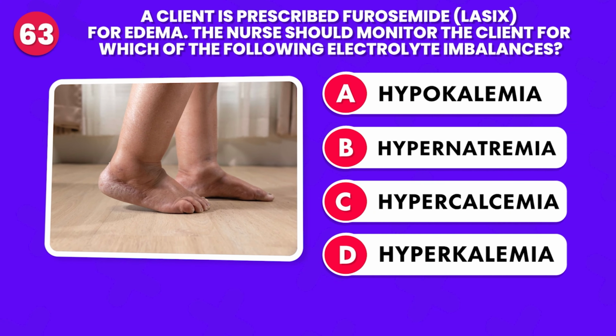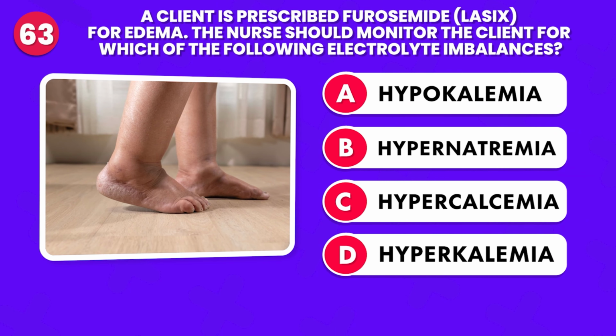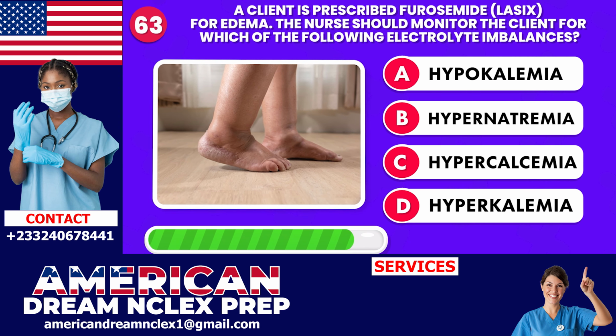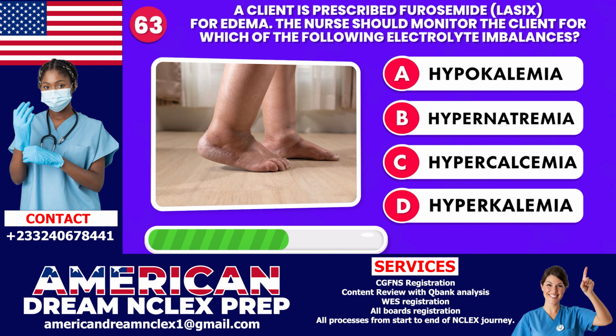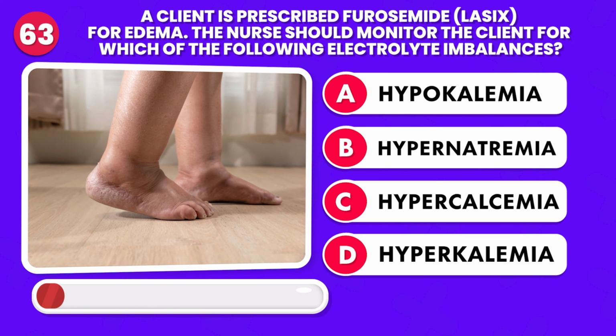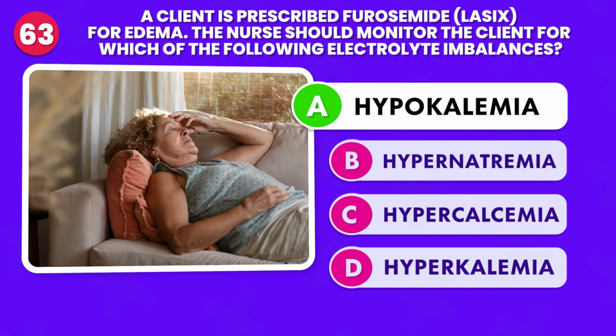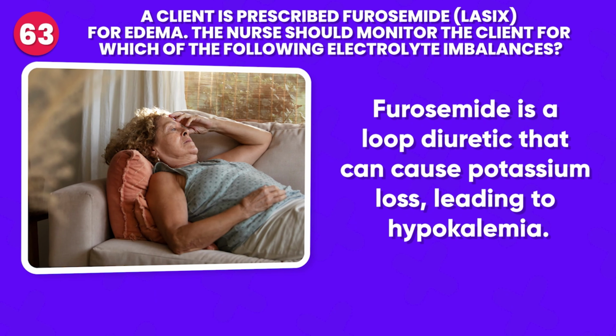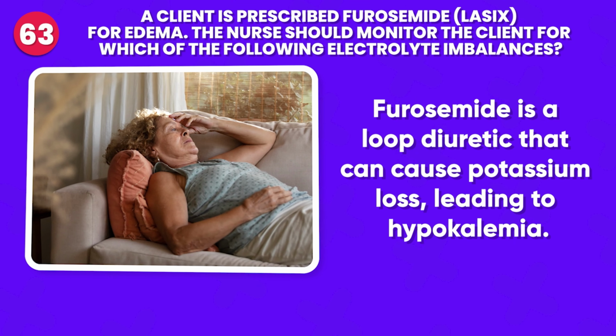A client is prescribed furosemide, Lasix, for edema. The nurse should monitor the client for which of the following electrolyte imbalances: A. Hypokalemia. B. Hypernatremia. C. Hypercalcemia. D. Hyperkalemia. It's A. Hypokalemia. Furosemide is a loop diuretic that can cause potassium loss, leading to hypokalemia.